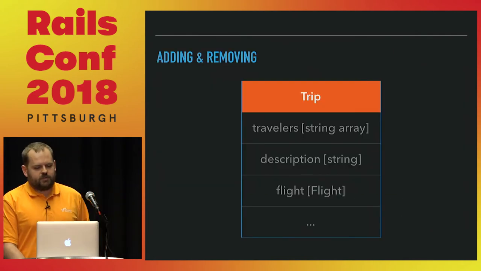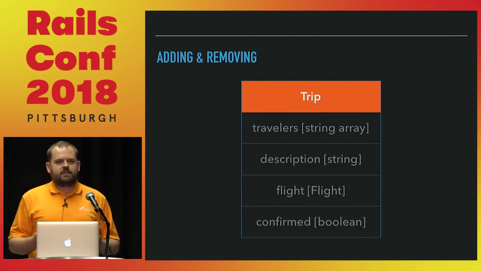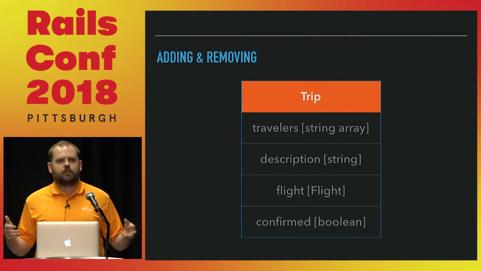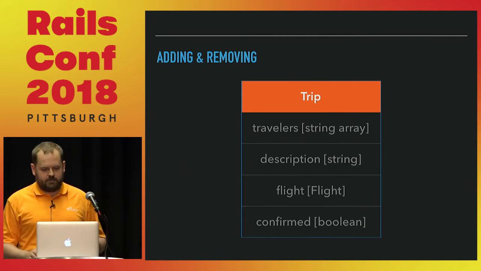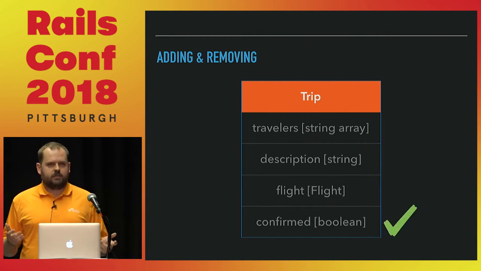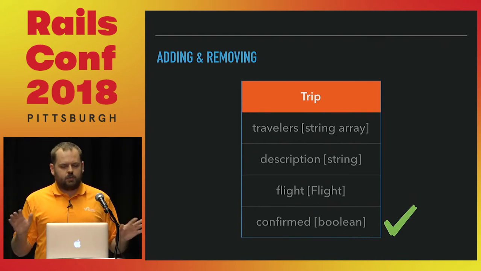So let's go back to our trip shape. We want to make changes. For example, what happens if we add a new Boolean member to differentiate whether a trip is confirmed or unconfirmed, or a booking service maybe? That's totally fine. You can add new optional members to a shape, like new output members, new optional inputs. That's totally okay.